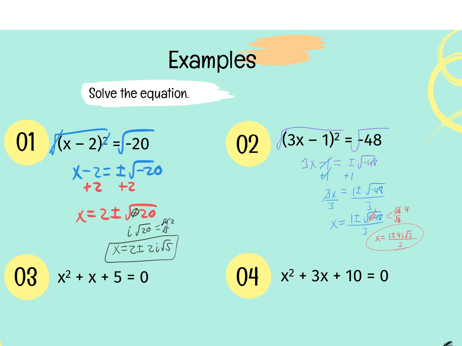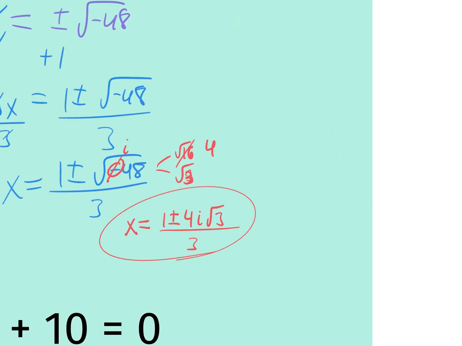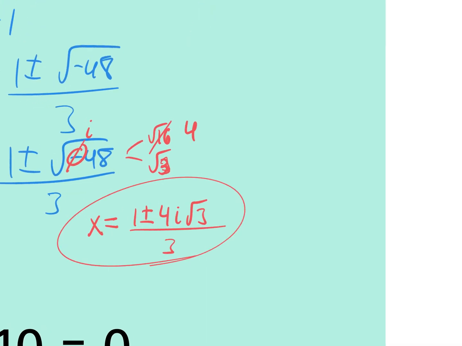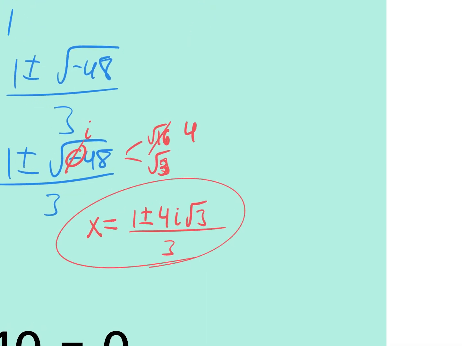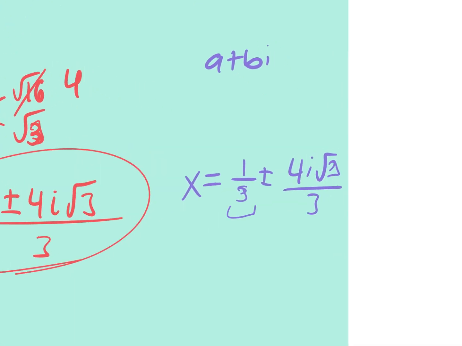It doesn't say to write our answer in standard form, so here it's fine. If you wanted to take it a step further and write it in standard form, remember this is not in standard form. Standard form is a real plus an imaginary, a plus bi. So we get x equals 1 over 3 plus or minus 4i square root of 3 over 3. And this would be your answer in standard form. We have our real and we have our imaginary.